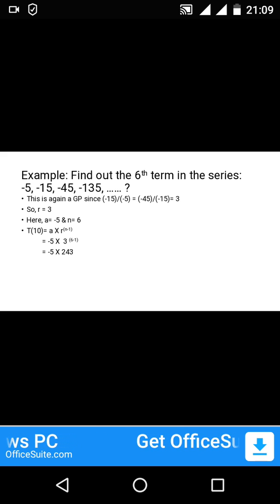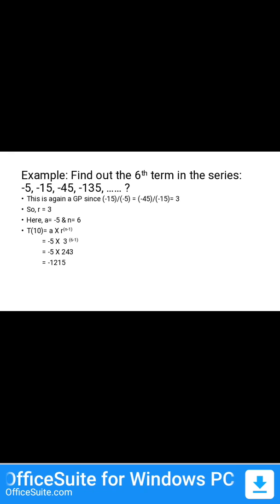T6 is equal to a into r raised to the power n minus 1, is equal to minus 5 into 3 raised to the power 6 minus 1, or minus 5 into 3 raised to the power 5. 3 into 3 into 3, so on 5 times, it becomes 243. So the answer that we get is minus 1215. You can again check it out.